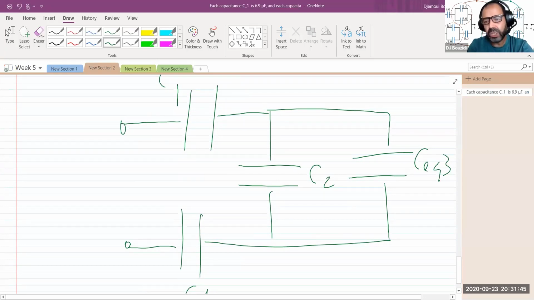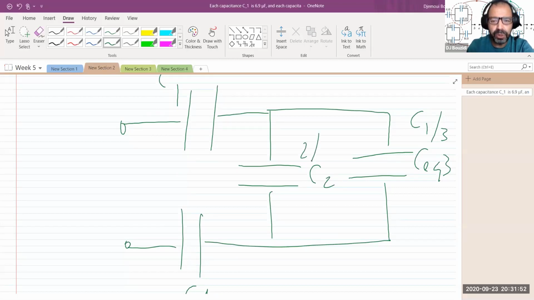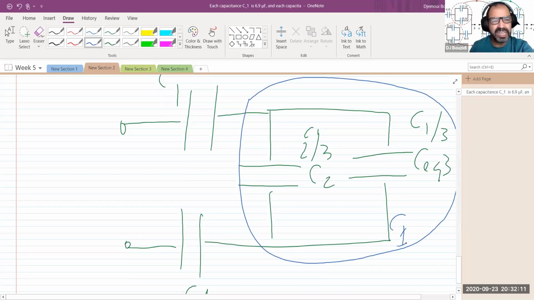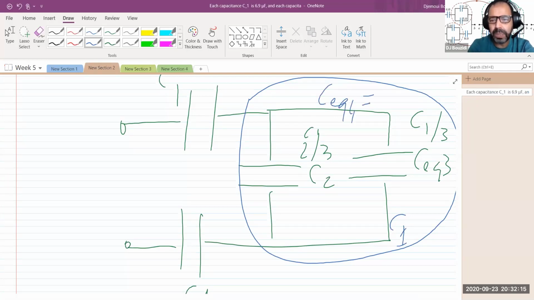I already did this one, which is C1 over 3, just for this problem. And this one is already 2/3 of a C1. And these two are in parallel. Therefore, the equivalent for this specific problem and this specific problem only, again, is going to be C1, because 2/3 plus 1/3 is just a C1. So C equivalent 4 now, CEQ4, is simply another C1.